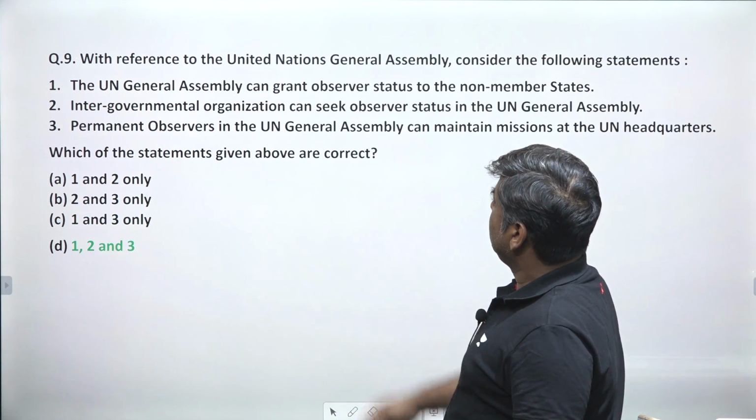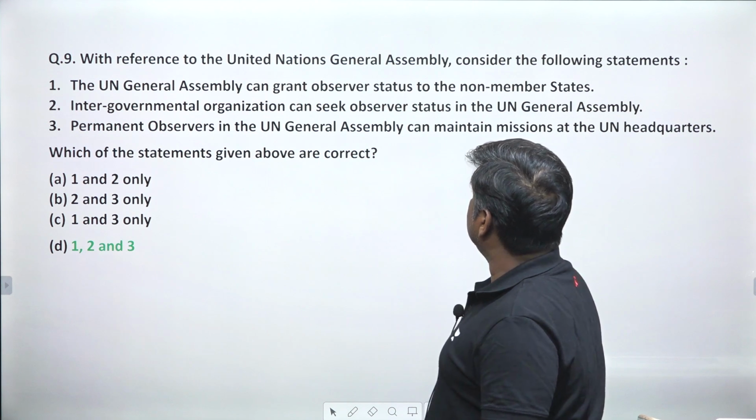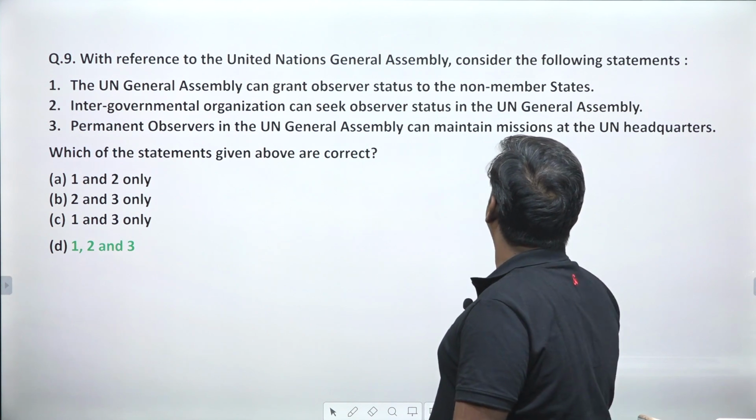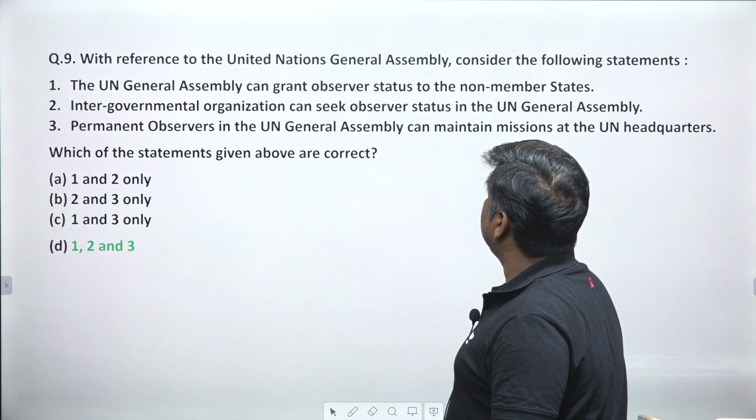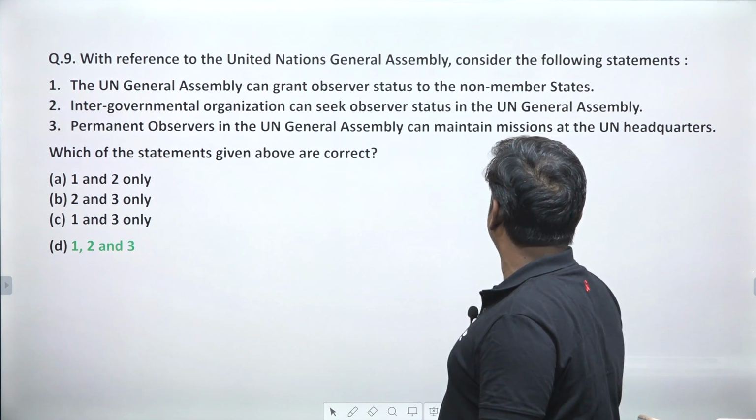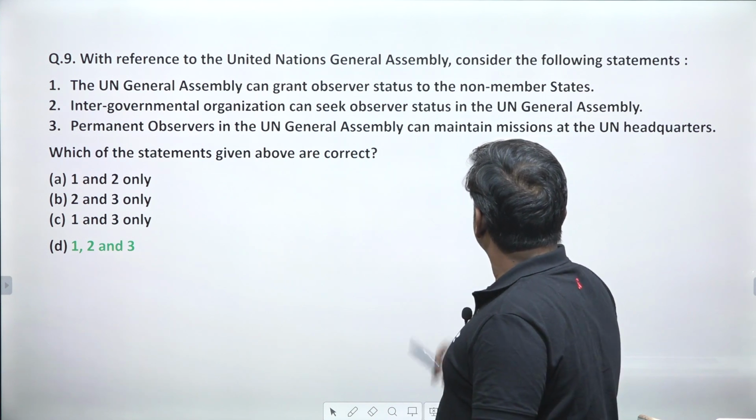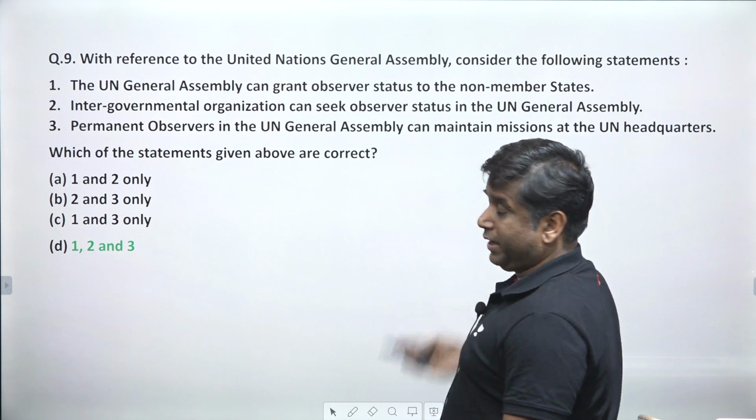Now, guys, with reference to the United Nations General Assembly, consider the following. The UN General Assembly can grant observer status to a non-member state. Yes, it can.